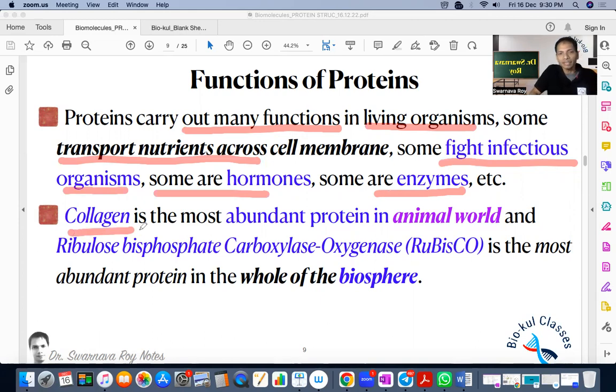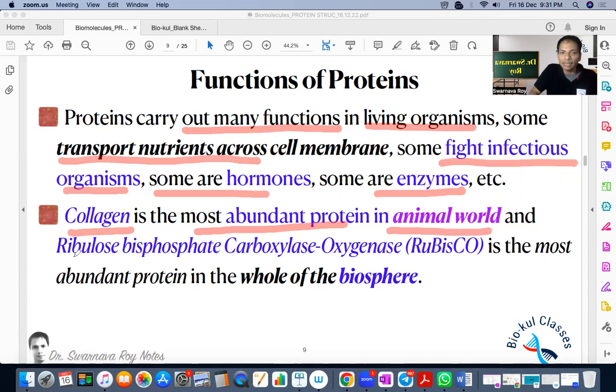Then we have collagen. It is the most abundant protein in the animal world. Under the skin, we have collagen, which makes the skin very tight. These are the collagen fibers. They are also called the white fibers, or the inelastic fibers. If you read the tissue chapter, there we know that the connective tissues have collagen in their matrix, and these are the white inelastic fibers which are made up of proteins. They are abundant in the animal world.